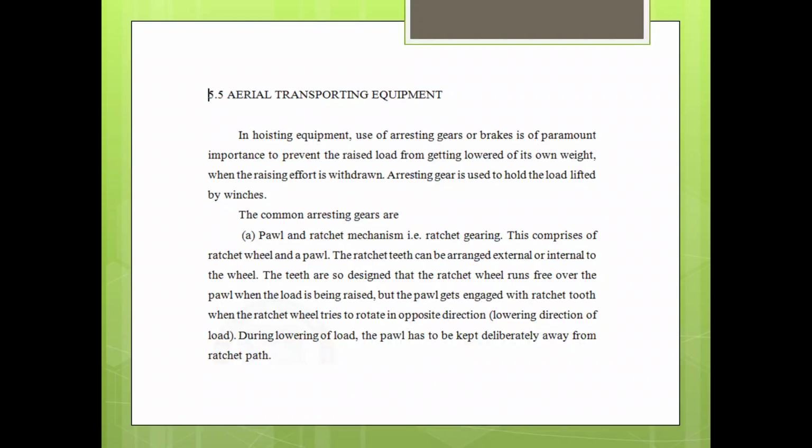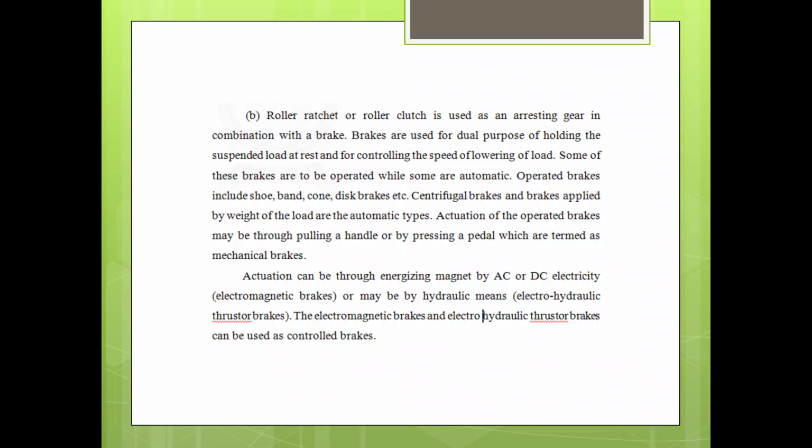It comprises a ratchet wheel and a pawl. The roller ratchet or roller clutch is used as an arresting gear in combination with the brake. Brakes are used for the dual purpose of holding the suspended load at rest and for controlling the speed of the load. Some of these brakes are operated while some are automatic.